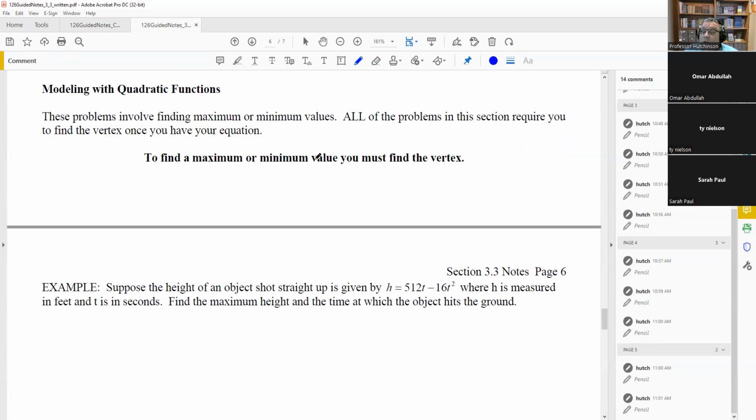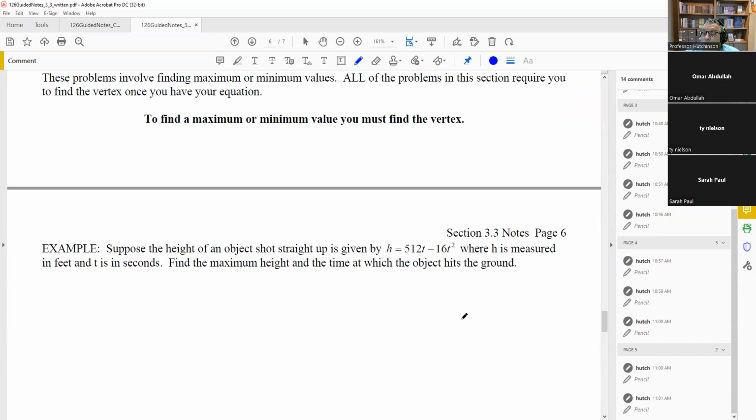And so all those problems, if you have largest, smallest, maximum, minimum, you have to find the vertex in order to get the highest or lowest point on the graph. So again, that's why we talked about this earlier with the graphs. You do minimum or maximum values. So that's the key to doing these. Once you have the quadratic formula, you'll find the vertex to answer whatever it is they're asking you for.